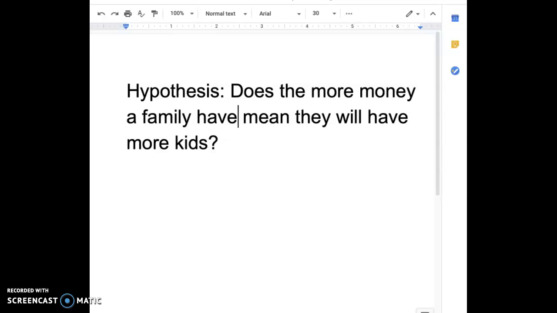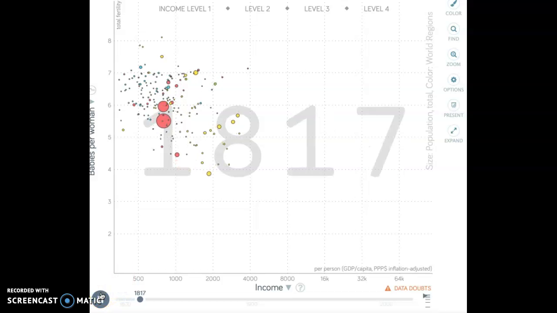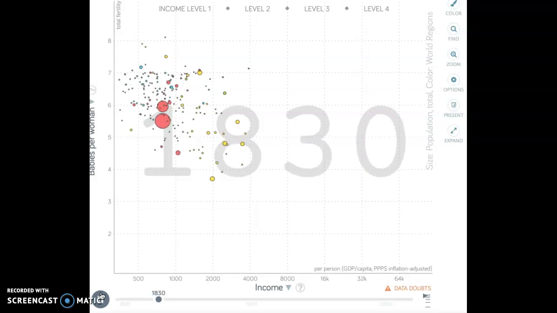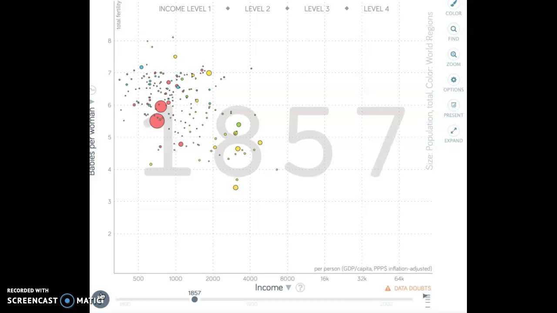And this is something to keep in mind throughout the project. Before I even looked at the data, I made my hypothesis, and this was, does the more money a family have mean they will have more kids? This, in fact, throughout the project gets proved wrong, and let me show you why. So as you see, going towards modern day, people will start having less and less kids, and that is a trend I noticed as the chart went on and thought it was an interesting pattern.